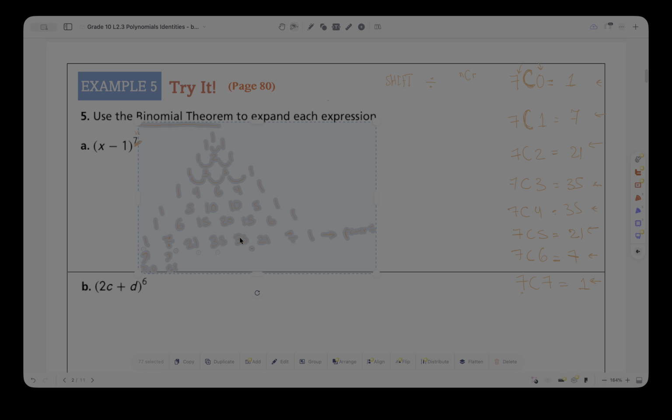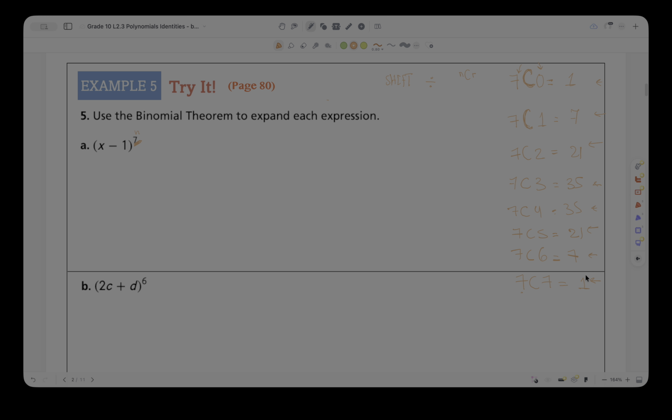Okay? Let's see, from here, how does it work? Take your coefficients in order from 0 to 7. Write them down: 1, 7, 21, 35, 35, 21, 7, and then 1. Since we have minus, directly, the first term will be positive, and then you're going to have negative, positive, negative, positive, negative, positive, negative. Always make sure that the first term is positive, first number.